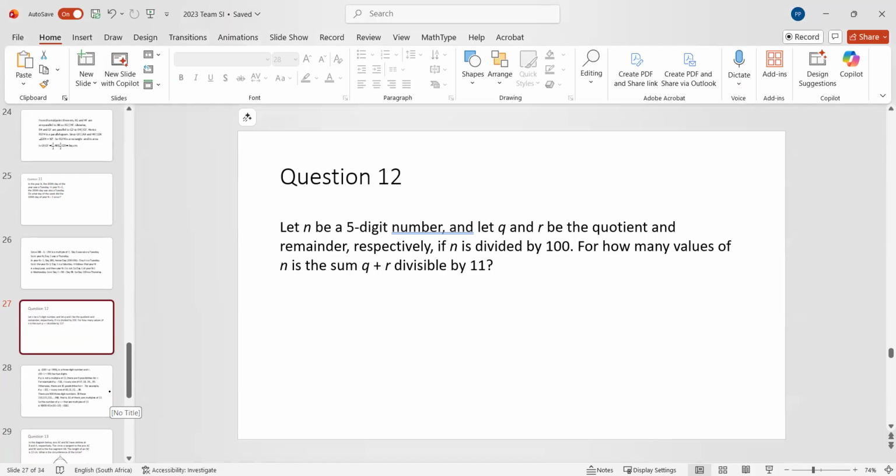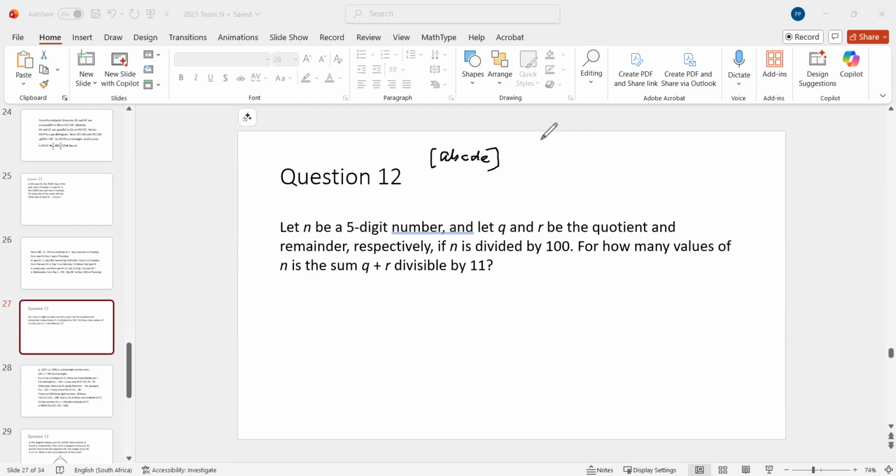Question 12 says that n is a 5-digit number. Earlier on, I told you that a 5-digit number, we can put it as A, B, C, D, E. We don't know what the digits are, but I put it like this, 5-digit number, to distinguish it from a product. Q and R are the quotient and remainder if n is divided by 100.